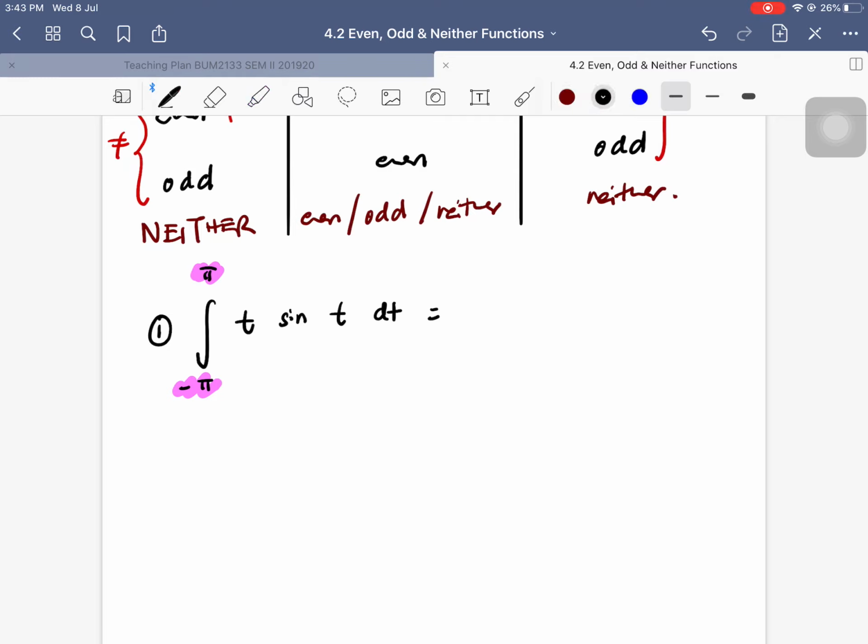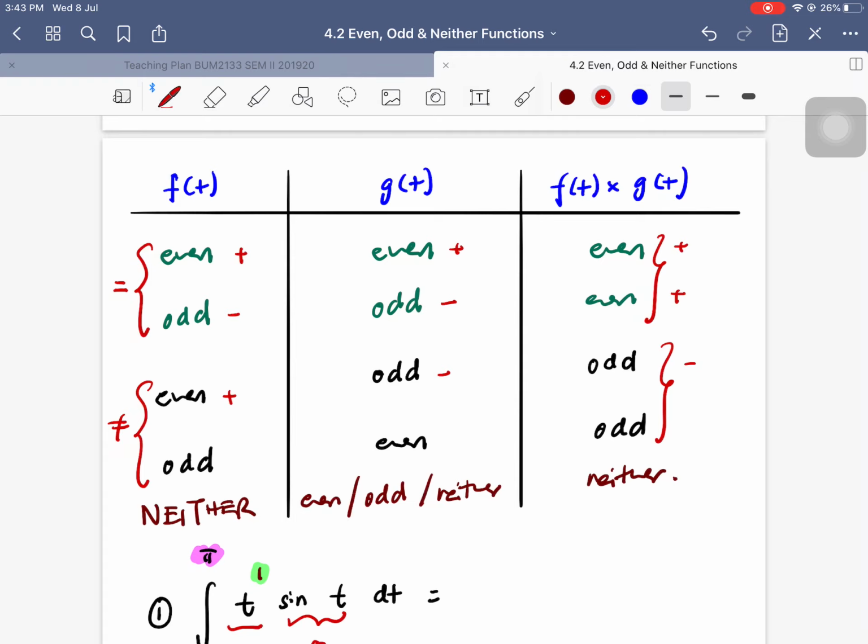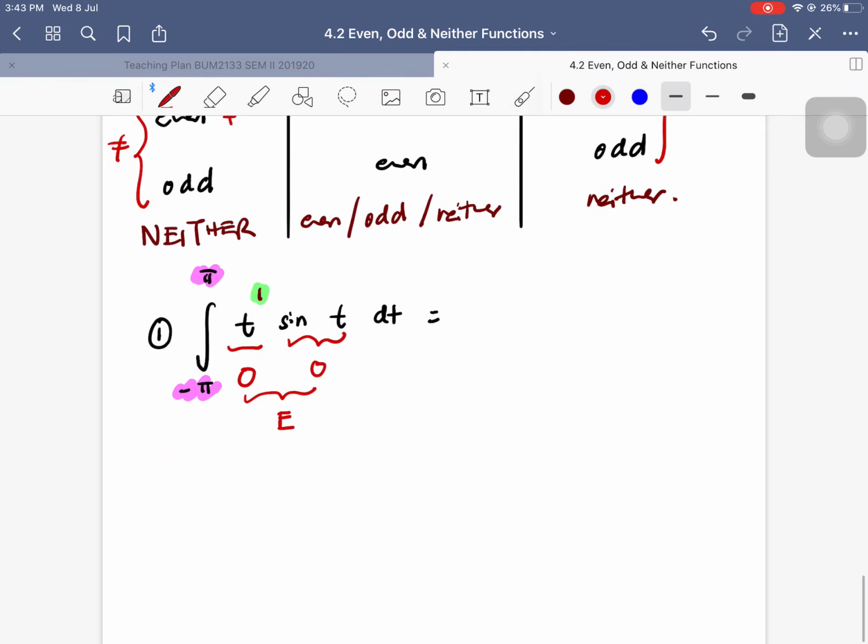Based on the property, this is t to the power of 1. Because 1 is an odd number, we know that t to the power of 1 is going to be an odd function. And sine, we have seen that before, sine is always an odd function. And when you multiply an odd function with another odd function, the product is going to be an even function. Remember, when it is the same, it's going to come out as being even. So odd multiplied by odd is going to be even.